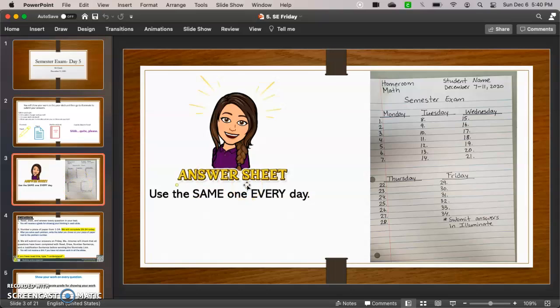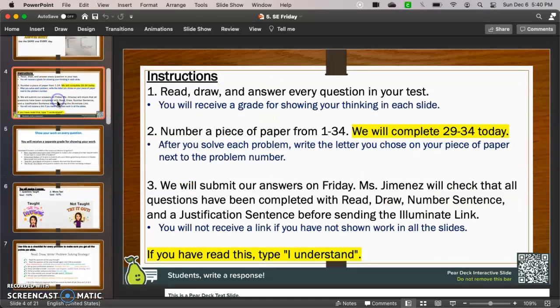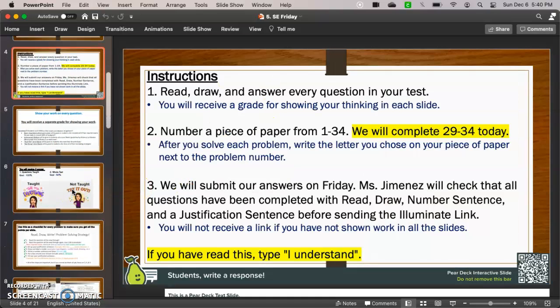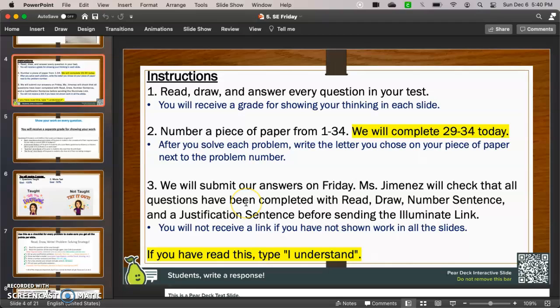Pull out your sheet of paper that looks like this. Today we're going to be working on Friday's questions. Read, draw, and answer every question in your test. You'll receive a grade for showing your thinking in each slide. Number a piece of paper from 1 to 34, which you should already have. We will complete 29 to 34 today. After you solve each problem, write the letter you chose on your piece of paper next to the problem number.